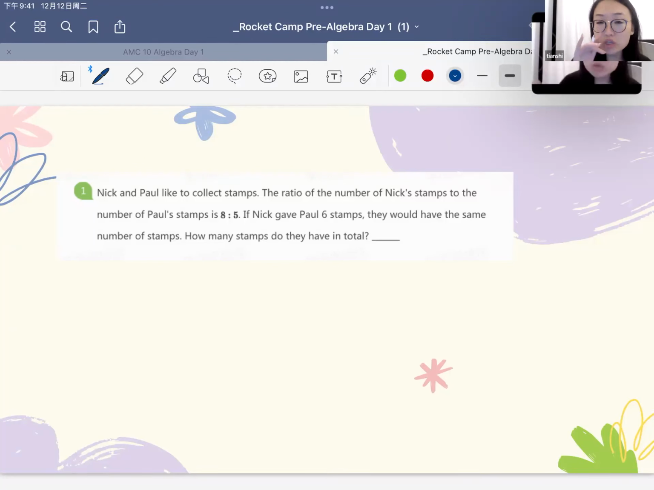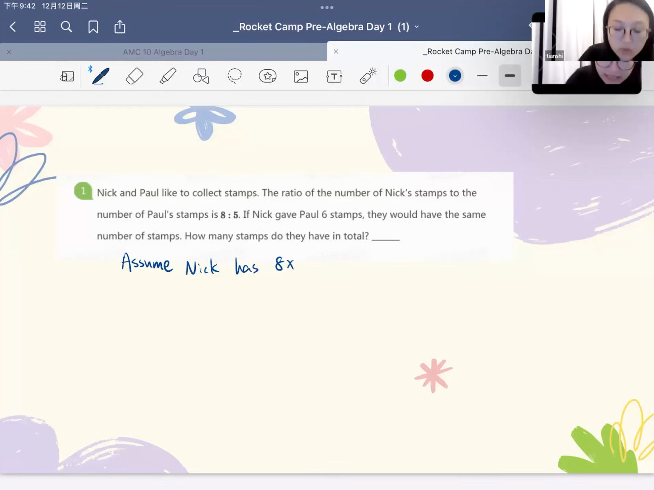For this question, we don't know the exact number of stamps that they have, but we know the ratio. So what can we do? The thing we can do is to assume a variable x, right? If we assume the number of stamps that Nick has is 8x, then what is the amount of stamps that Paul has? Paul will have 5x, right? Because the ratio is 8 to 5.